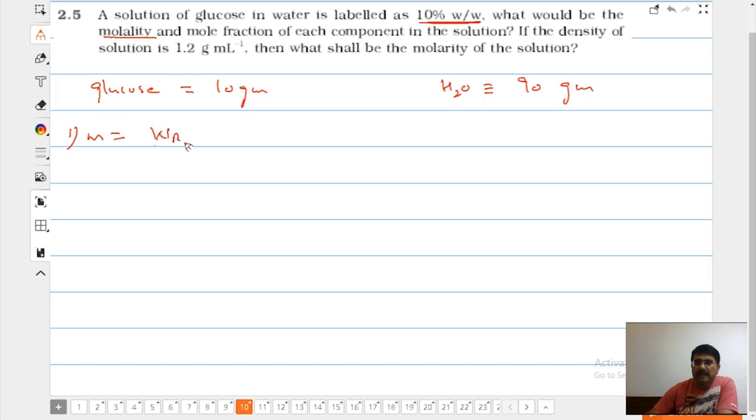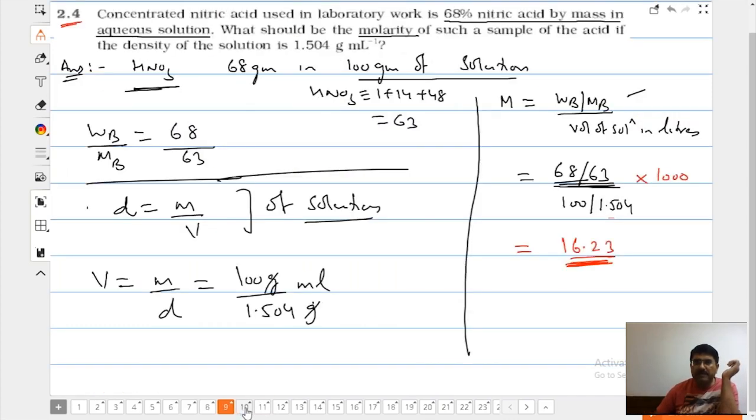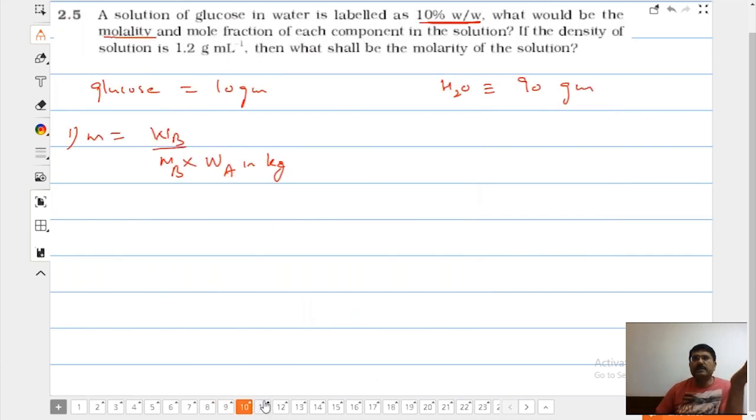What is molality? WB by MB divided by weight of solvent in kg. If you are going to memorize it in this way, just reciting it won't help you. If you are going to solve questions, then it is going to help you. We introduced in the first lecture, B goes for solute, A goes for solvent. It is weight of solute, mass of solute.